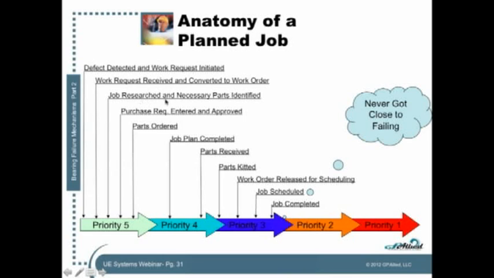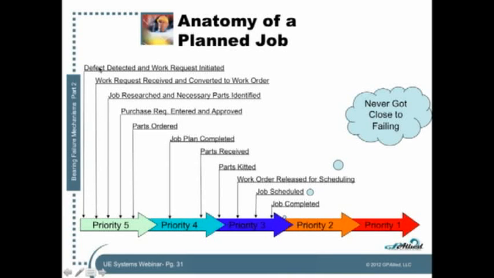The job is researched and the necessary parts identified. Purchase request is entered and approved. Parts are ordered. It takes a little while to build the job plan, so the job plan gets completed. The parts are received. The parts are kitted. The work order is released for scheduling. The job is scheduled, and the job is completed. And look, we initiated our maintenance effort the moment we found the defect. Now, that doesn't mean we shut the plant down and fixed it. That just means we put it on the backlog. We let the planning and scheduling process start.